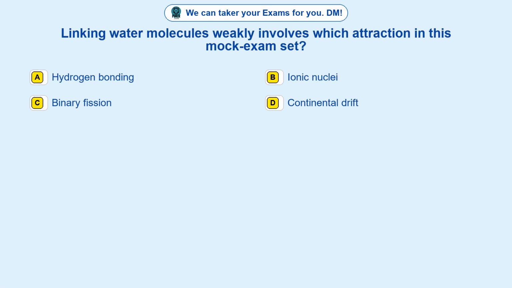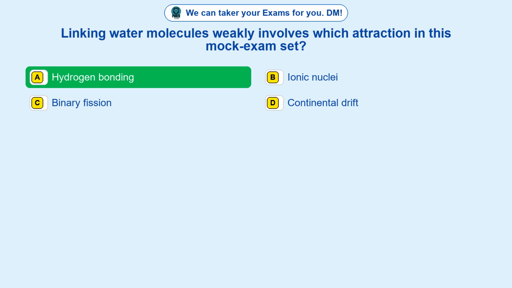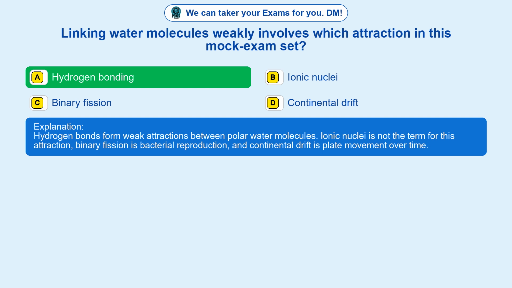Question 51. Linking water molecules weakly involves which attraction in this mock exam set? Option A, hydrogen bonding. Option B, ionic nuclei. Option C, binary fission. Option D, continental drift. The correct answer is option A. Hydrogen bonding. Hydrogen bonds form weak attractions between polar water molecules. Ionic nuclei is not the term for this attraction, binary fission is bacterial reproduction, and continental drift is plate movement over time.